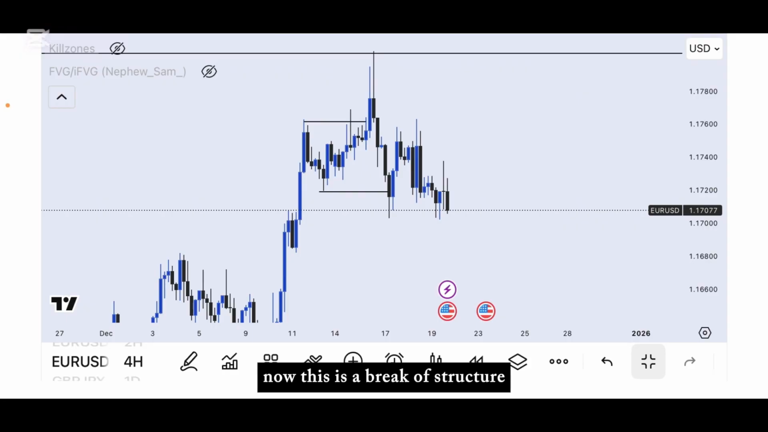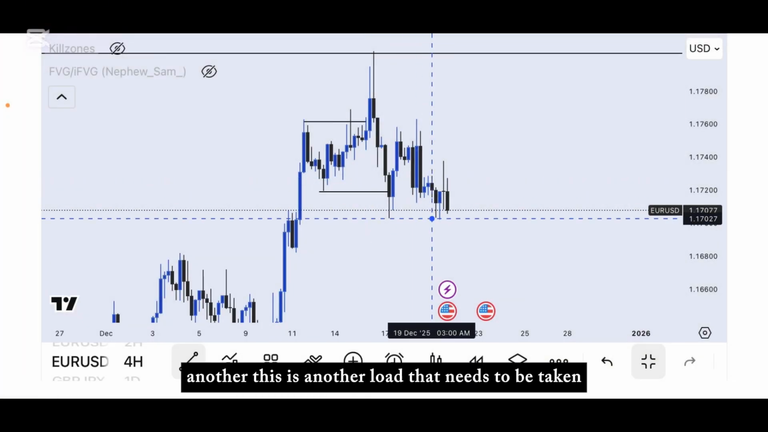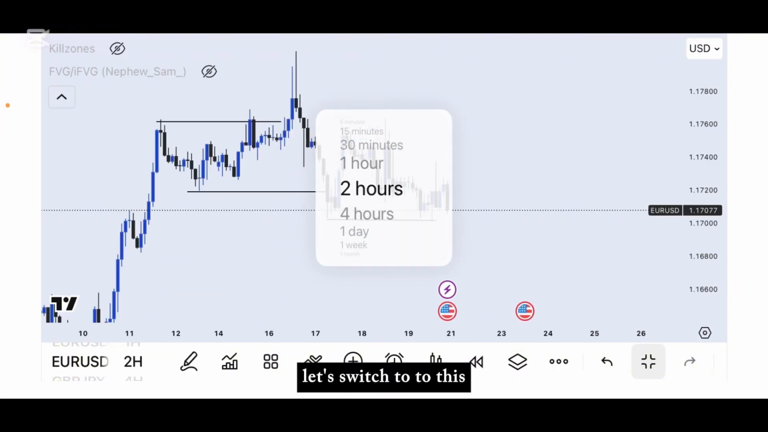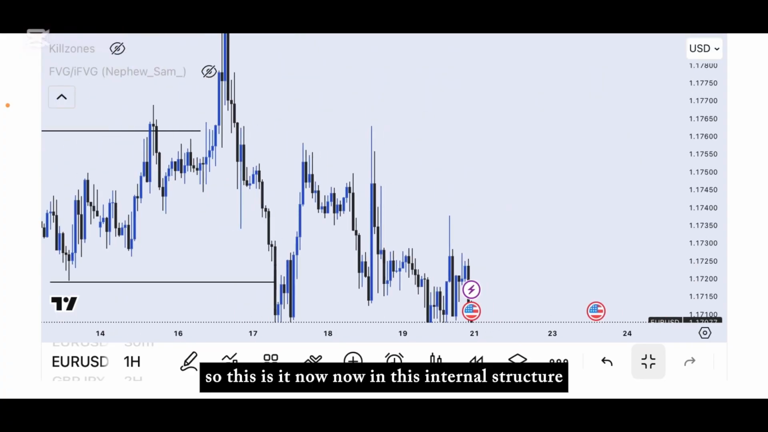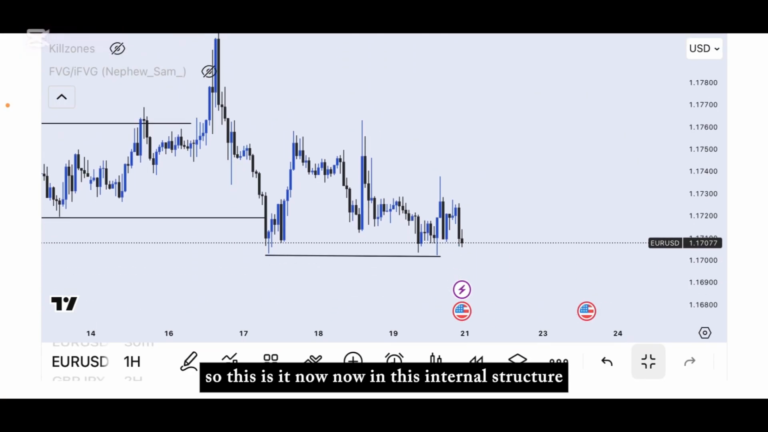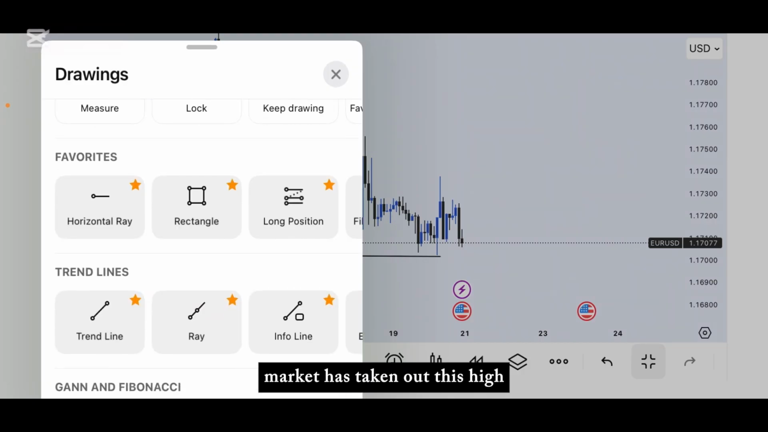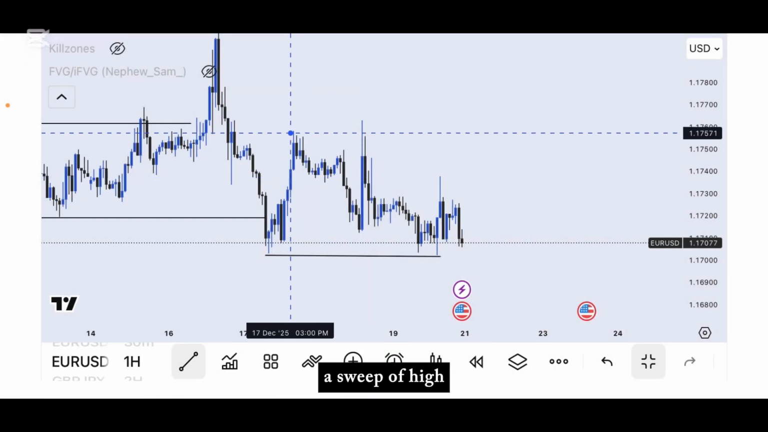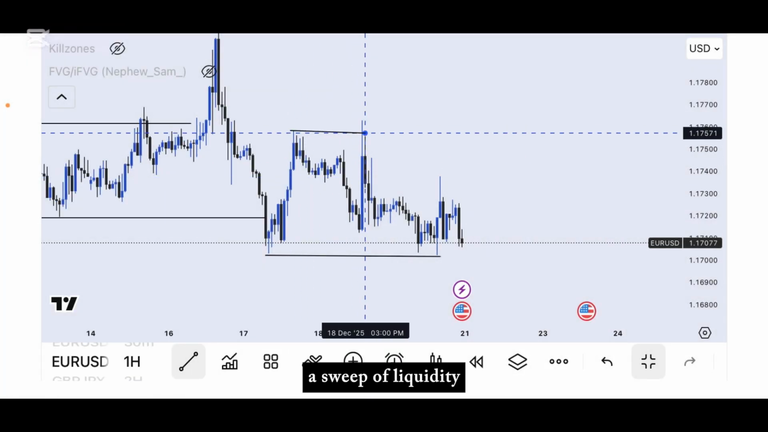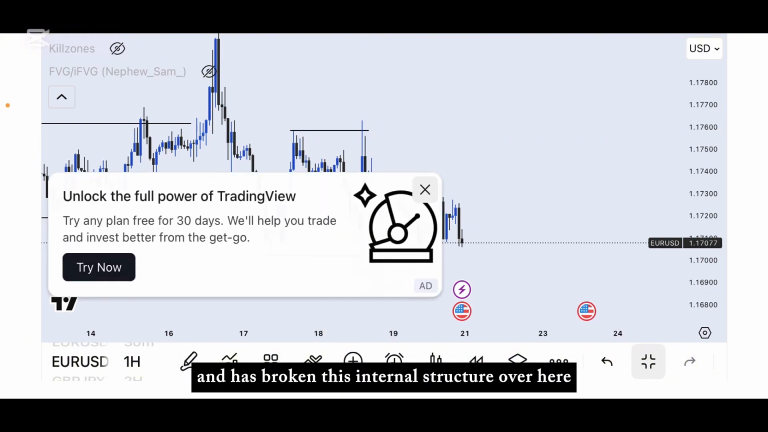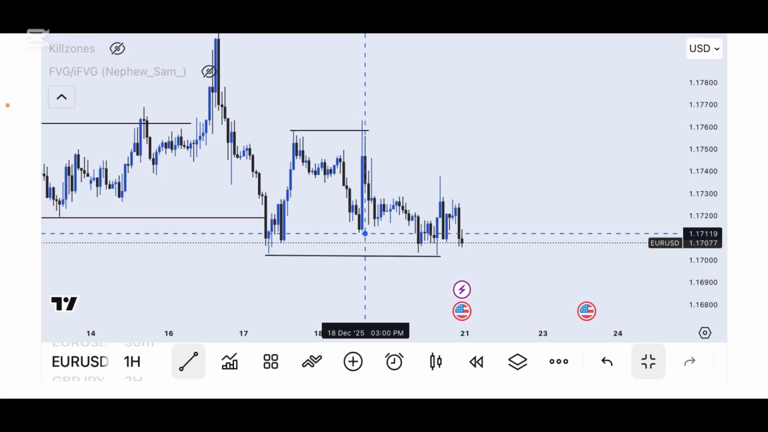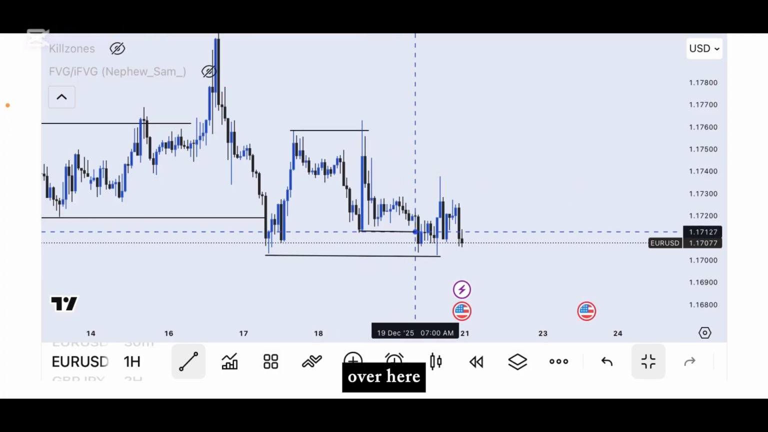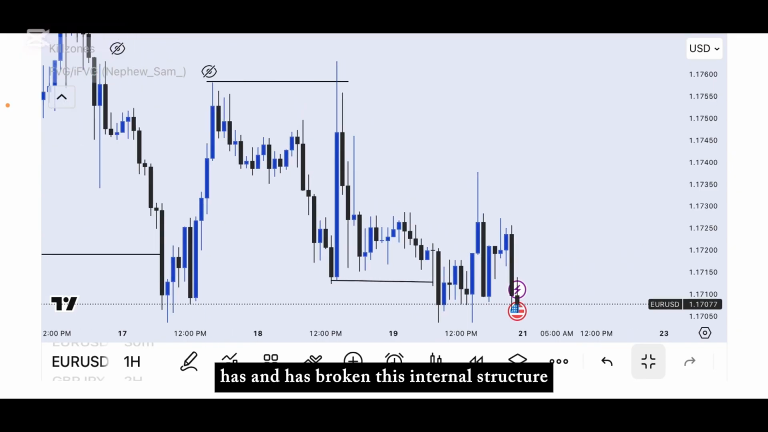Now this is a break of structure. This is another low that needs to be taken. Let's switch to H1 and see what we have in H1. So this is it now. In this internal structure, market has taken out this high, a sweep of high, that is a sweep of liquidity, and has broken this internal structure over here.